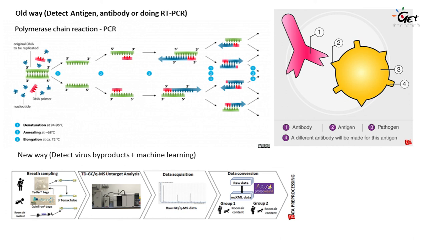But if I focus on the antigen, which means the spike protein on the virus itself, it may not be so easy to detect at a low level. So it's a rapid way to detect it, but not accurate. Okay, this is the old way. We have three ways to detect the virus, to make sure if we have this disease or not. This is the old way.